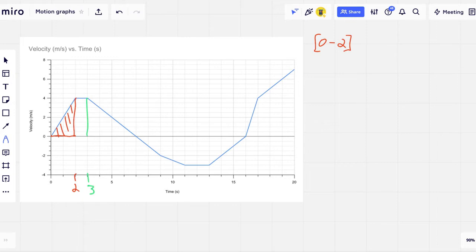After that, from 3 to 7 seconds is going to be a triangle. 7 is where it crosses the x-axis, and it goes from having positive displacement to negative displacement. So I'm just going to repeat that process, identifying all the shapes.